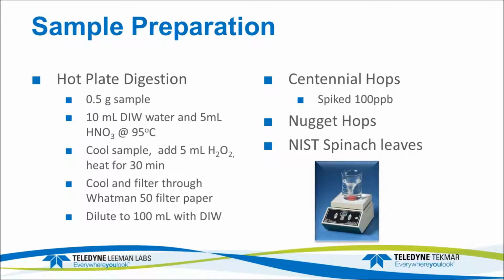So we looked at the Centennial hops. We also did a prep where we spiked all the elements of interest at 100 ppb. We looked at the Nugget hops, and then as sort of a method validation, the closest thing we had was we took some NIST spinach leaves and carried that through the same hot plate digestion.